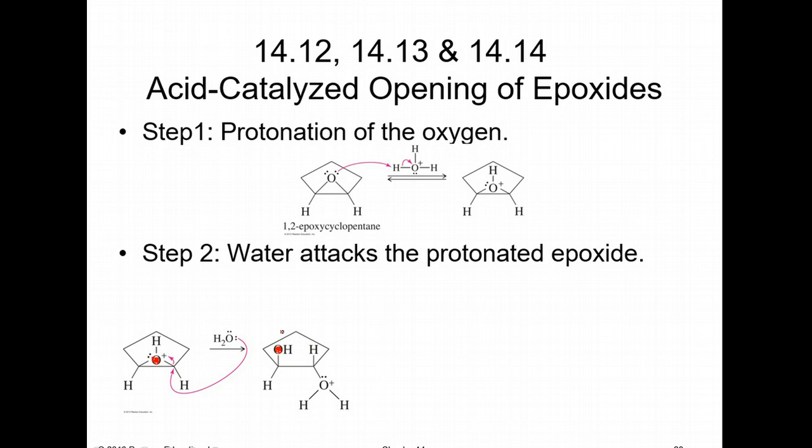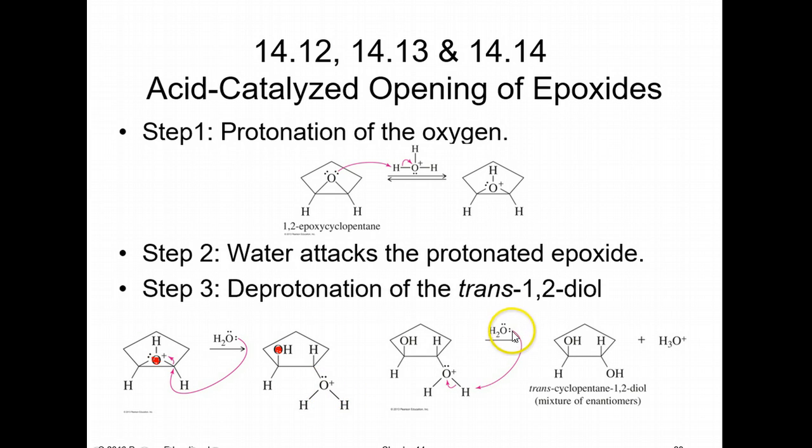So it just pops open, and then you have water come by, pluck off this hydrogen to form your product, plus to regenerate acid. So water comes in, plucks off that hydrogen, gives you the OH plus H3O plus, which is what you start out as your catalyst. And you remember, you get the trans diol.